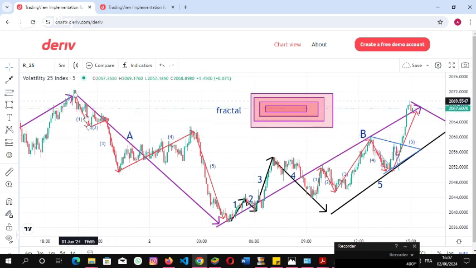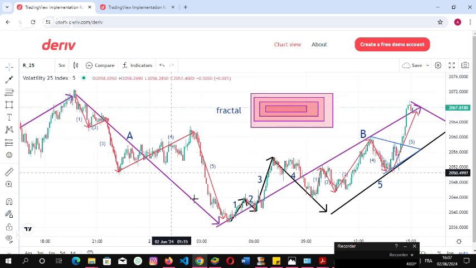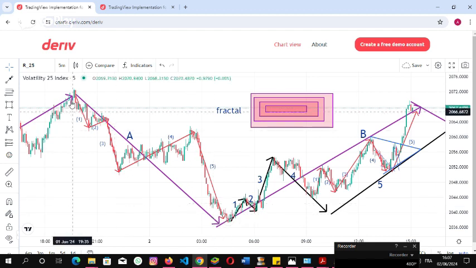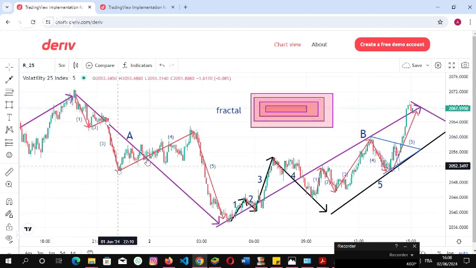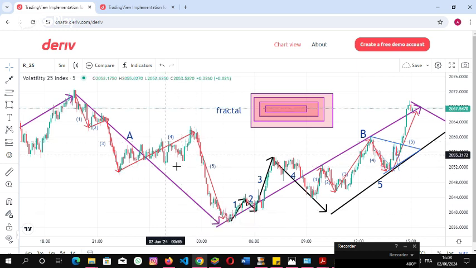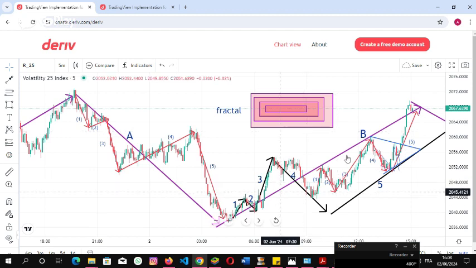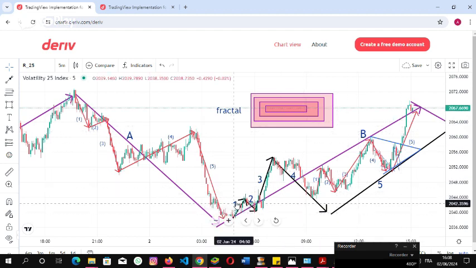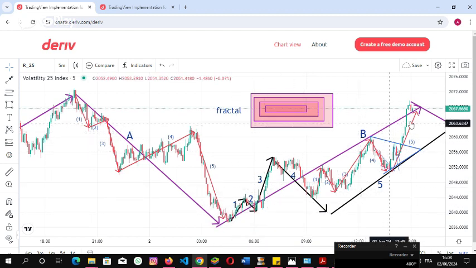Okay, let's go back to our markets. So we want to look at this big correction A. Let's see its fractal nature. It has wave 1, wave 2, wave 3, wave 4, and a wave 5. What do you think will happen after wave 5? Well, after this wave A, you should have a B wave. Now, let's look at the B wave and let's see its fractal nature.